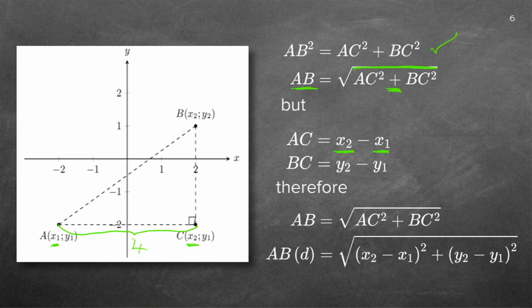Good. The same with the y. If I take that distance there, it is y2 minus y1. So instead of just writing your normal Pythagoras, as you know there, you're going to now replace AC with x2 minus x1, and you're going to replace BC with y2 minus y1.